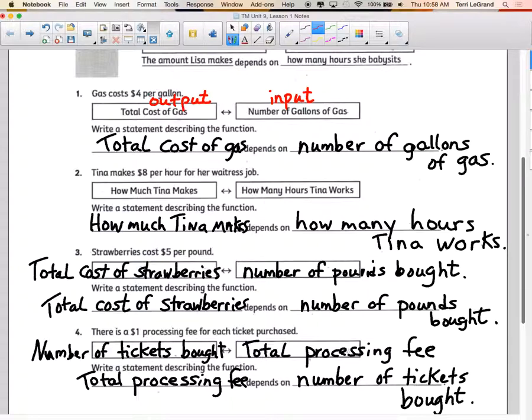The output is what's dependent upon that. So the output is the total cost of gas. How much you're going to pay total is dependent upon how many gallons you put in to the car. What's the input in number 2?